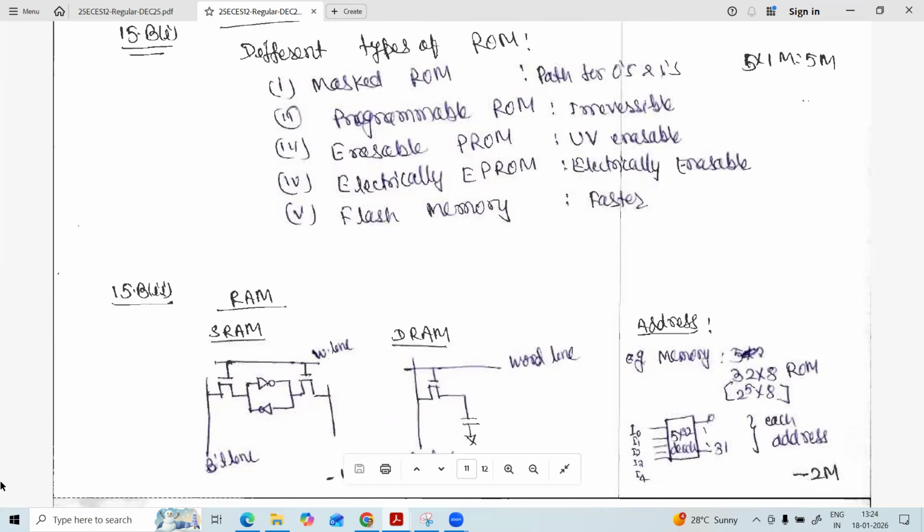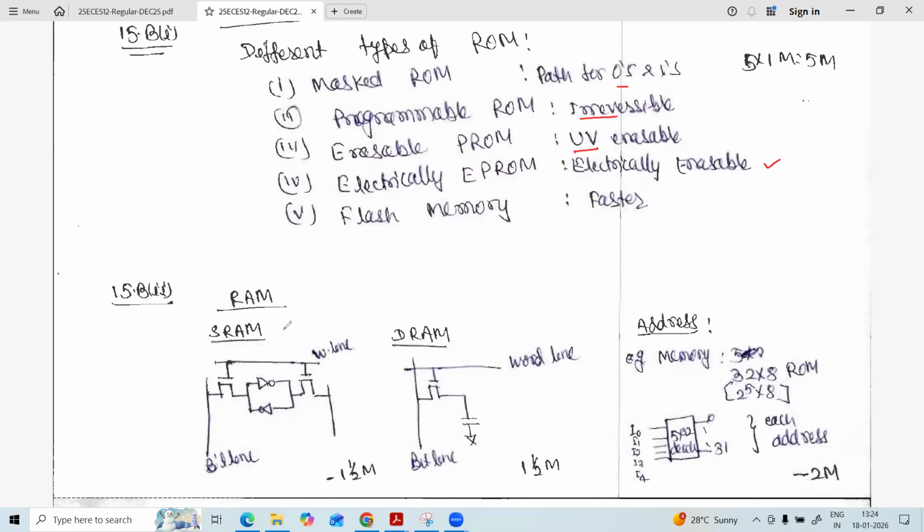ROM, as you already know, we have mask ROM, programmable ROM, and erasable ROM, meaning it is erased with the help of UV light, and PROM is irreversible. In the case of mask ROM, the path is provided for 0 and 1 as per the user's requirement. Next is the EEPROM. It is electrically erasable, so during the working condition also you can erase the information. And flash memory, you can add to it. So this is faster.